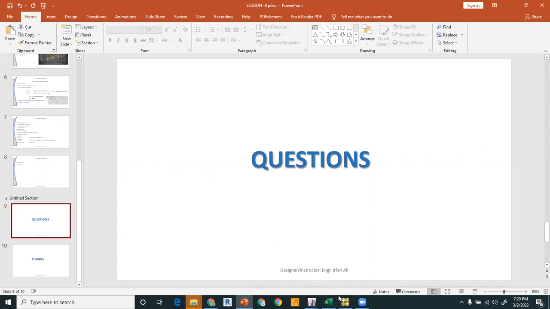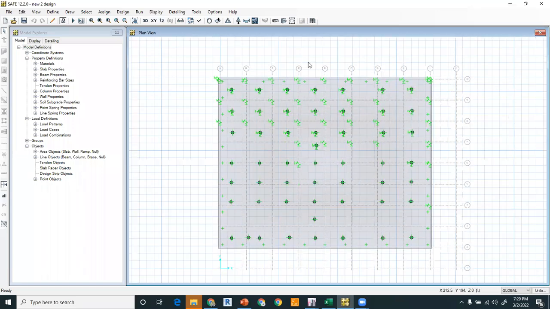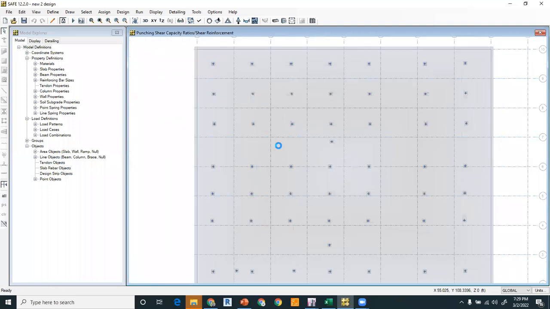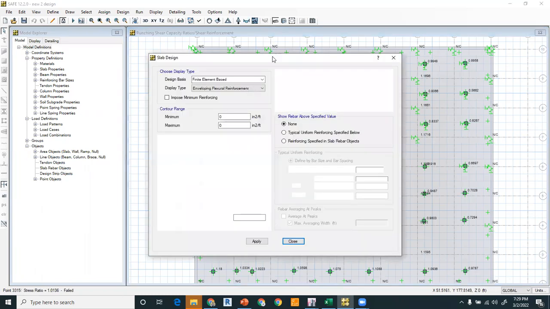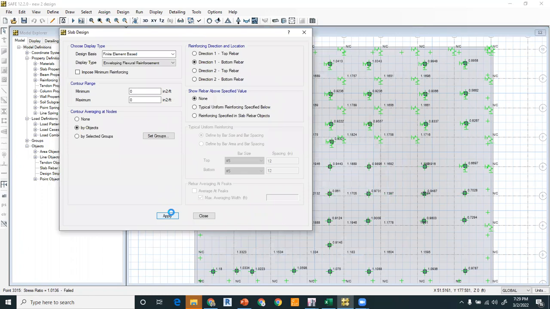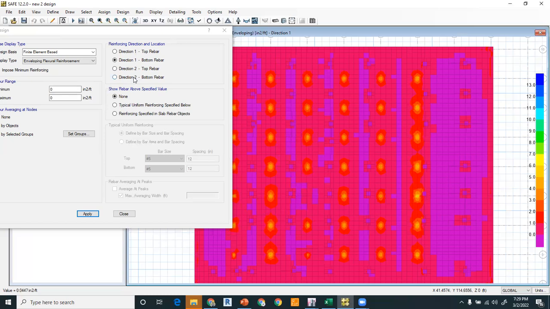Or before going to the question, you can also satisfy yourself or cross check in SAFE. You can also export that into SAFE. You can check the punching check, which I already explained to you. I have done this analysis using 36 inches. But if you provide a 2 inch raft, it will be okay for the punching, and the raft design will be the same as we provided the reinforcement in the previous session. You can see the pattern, which is the same as in the previous case. You can see this is the bottom, the one direction, direction 2.